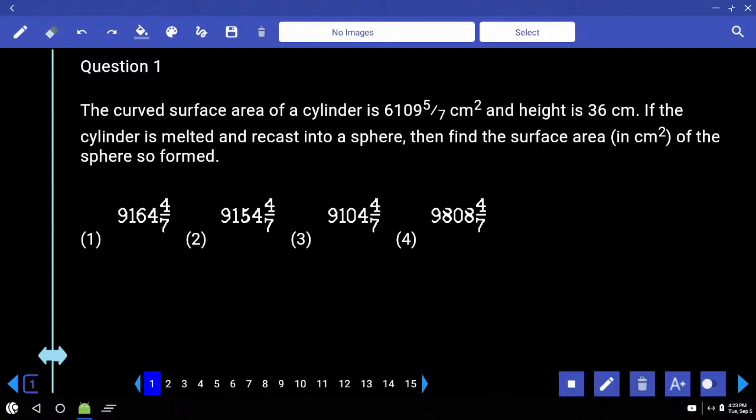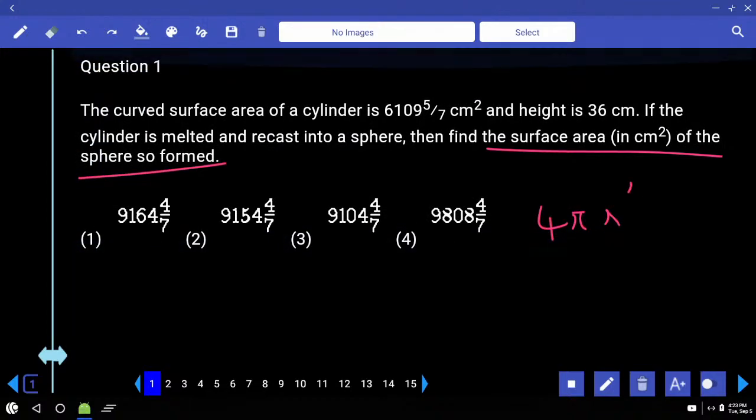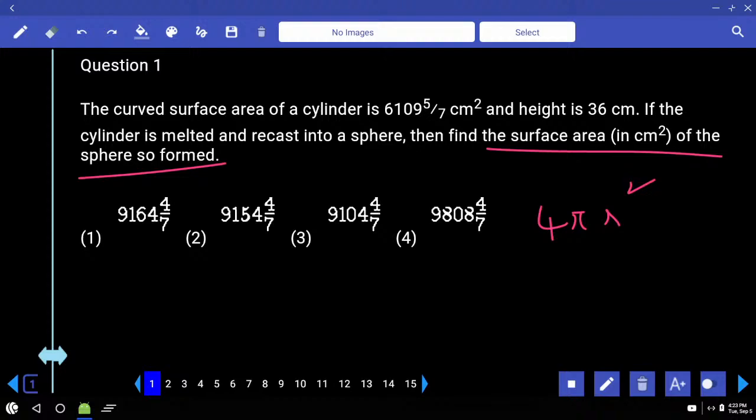The curved surface area of a cylinder is 6109 5 by 7 centimeter square and height is 36. If the cylinder is melted and recast into a sphere, then find the surface area of the sphere so formed. So here the cylinder is converted into a sphere, right? If you observe, he is asking for the surface area of the sphere, that is 4 pi r square, isn't it? Here 11 is involved, isn't it? Pi is 22 by 7, therefore it should be a 11 multiple, isn't it?